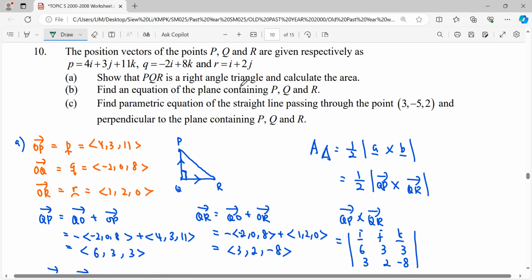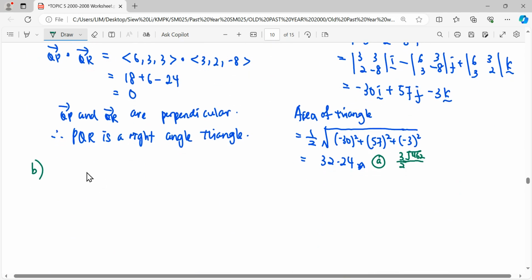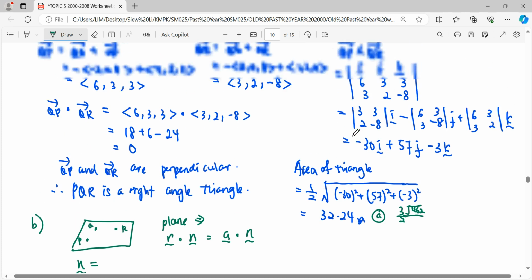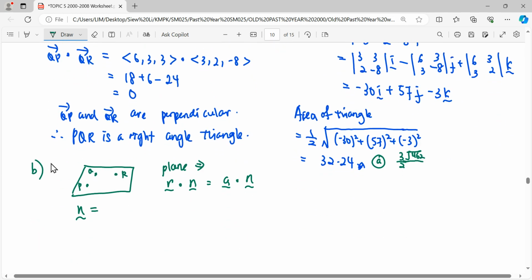Find the equation of the plane that contains PQR. So we know the equation of this plane which contains the points P, Q, R. For the plane equation formula, it will be r dot n equals a dot n. So we need to find our n, the normal vector to the plane. Since we have QP cross QR, it produces a normal to the plane. So this normal is -30i plus 57j minus 3k.